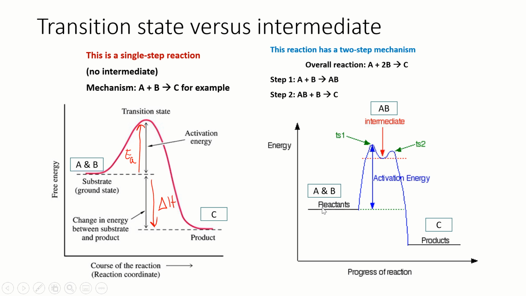So if we look at this one, we first have this first step here where we form the intermediate. This is where AB exists, right here in this dip between the peaks. And then your intermediate AB collides with another reactant to form the product C. As we've got a 2-step mechanism, we've got 2 bumps on our reaction diagram.